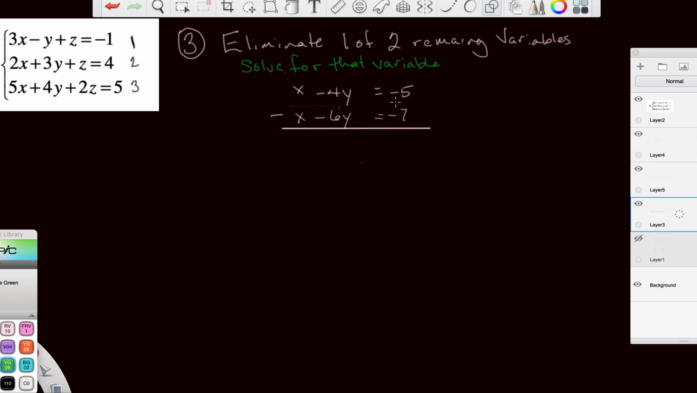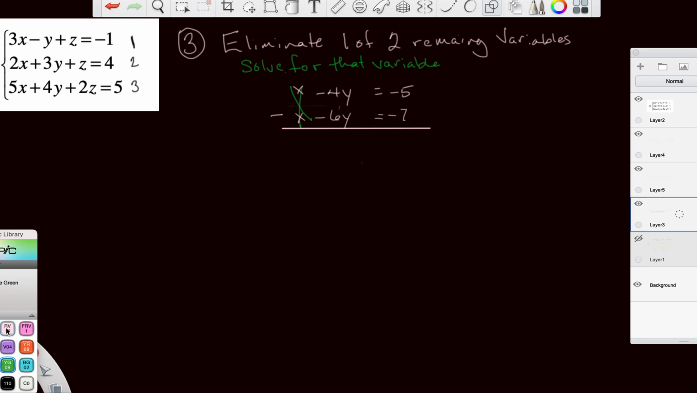So these are the two equations that we had, right? This was 1 minus 2. This was 2 times 1 minus 3. Okay, and this is what we ended up with. And now I have an x and an x, and I can just subtract, right? So x minus x equals nothing. It goes away.